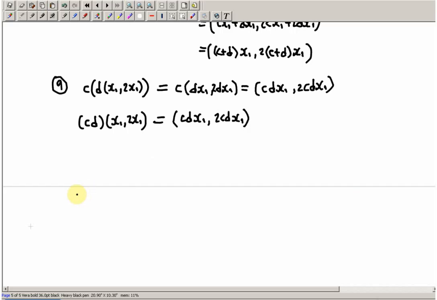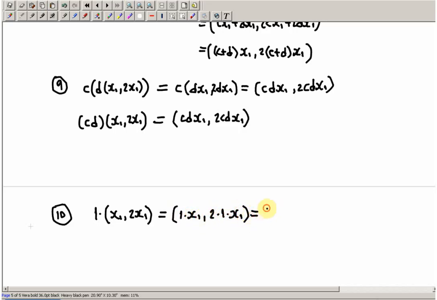Finally, the last property is to show that if you multiply the scalar 1 times the vector, you get the vector back. You need to show that that is satisfied. It seems so obvious, but that's one of the properties that we need to show. So if I multiply 1 times the vector, a vector in W is always of this form, x1, 2x1. Now I need to show that that is really the vector back. So this would be 1 times x1, 2 times 1 times x1, and that's obviously x1, 2x1.